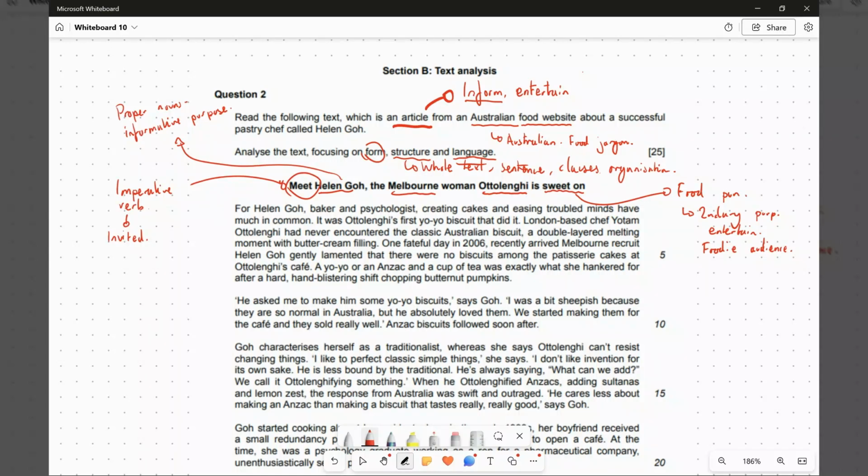Okay, so for Helen Go, baker and psychologist. Damn, she sounds cool. So she's a baker and psychologist. I've got a nice little embedded clause here. So it offers what I want to say is easily digestible information, but that's because I'm thinking about food puns. But kind of accessible information.